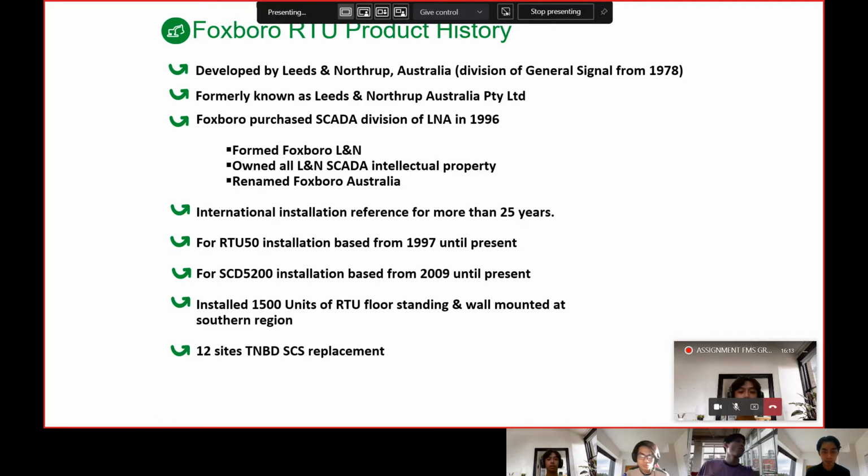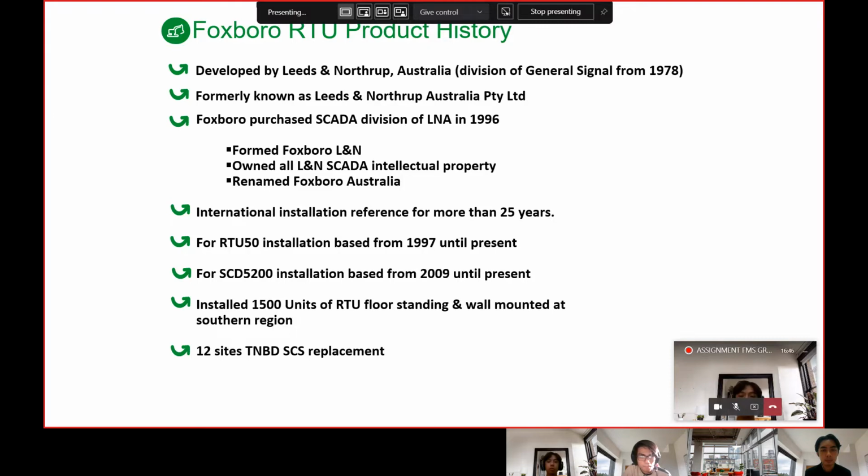The original company produced electrical measuring instruments for laboratory and testing use. They made electrical measuring equipment such as galvanometers, potentiometers, bridges, and high quality laboratory type equipment for electrical work. They were formerly known as the Leeds and Northrop Australia company, and they developed the Foxborough RTU.